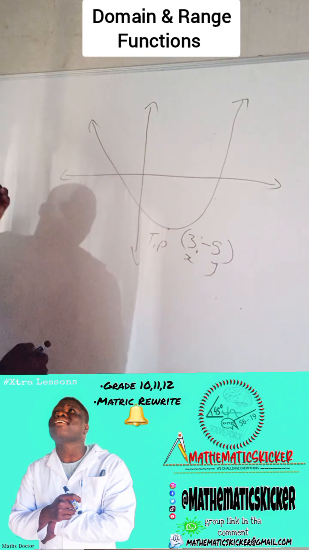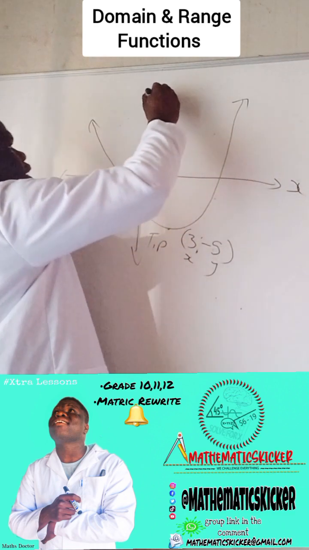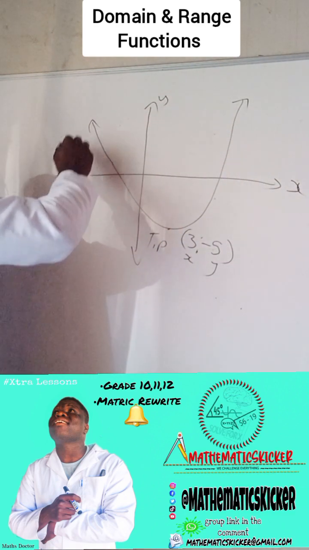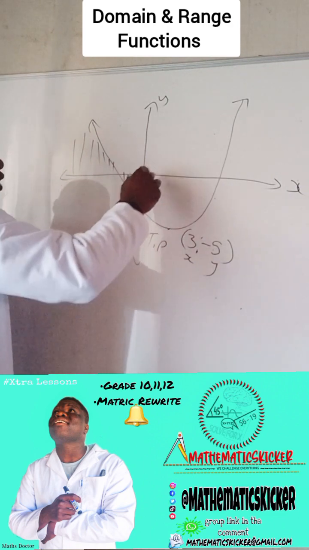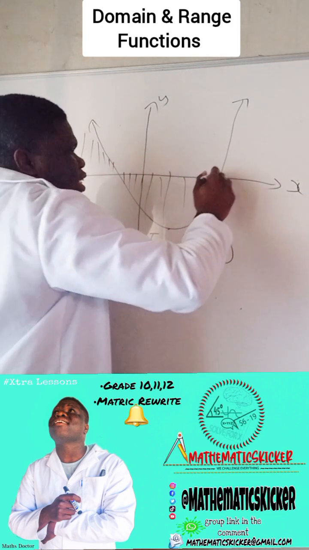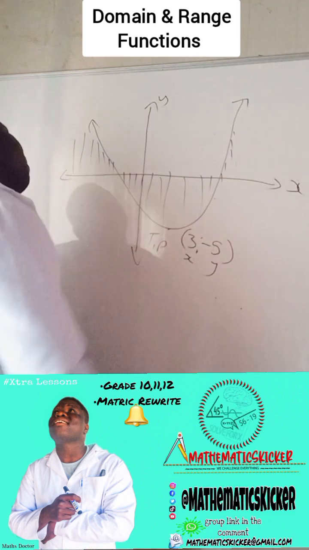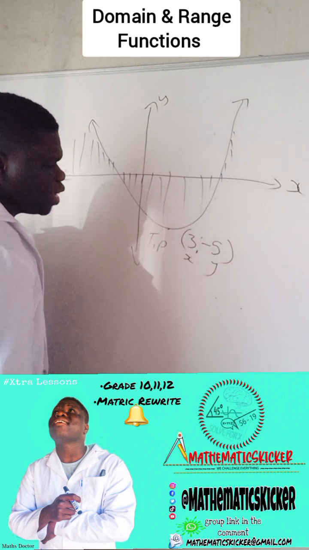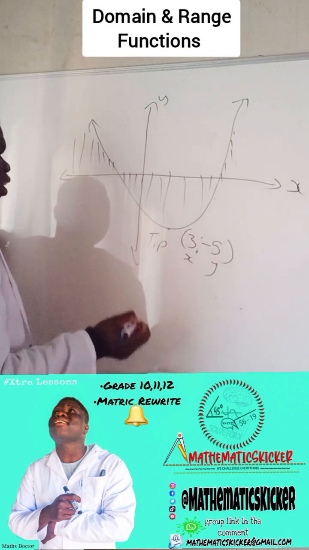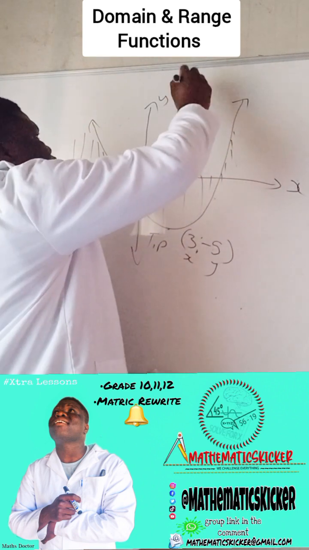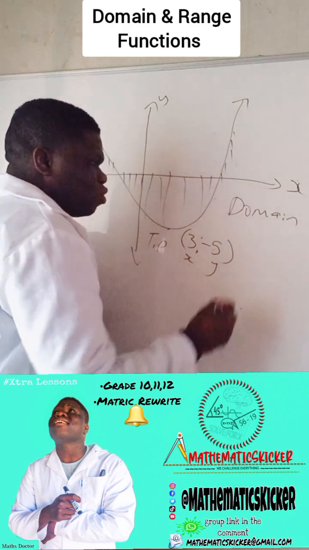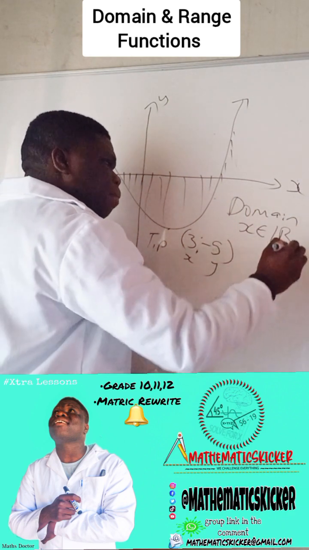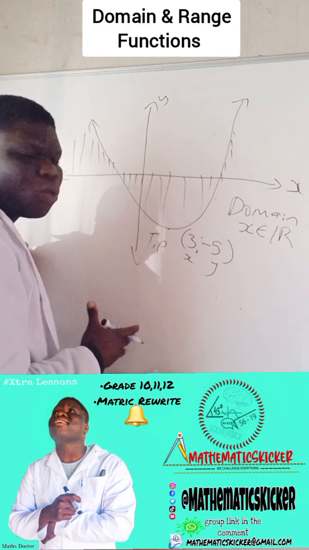Then what is the domain? The domain, the x are there. You have x here, x here, x are featured in this function, from negative infinity to positive x infinity, right? It means the domain in this case is going to be x is the element of real number, right? That is the domain.